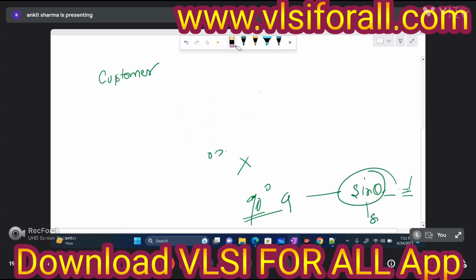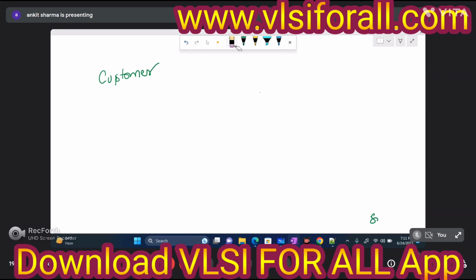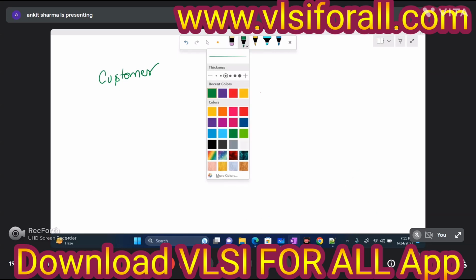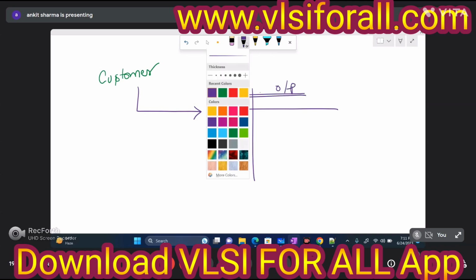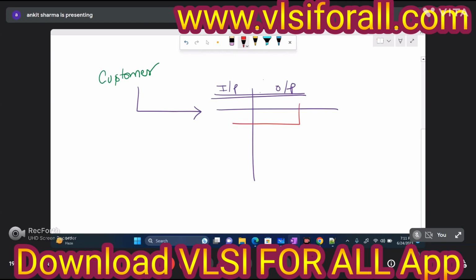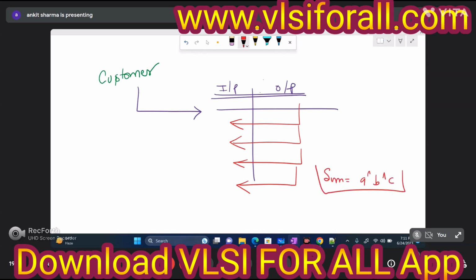Okay, so circuit could be anything. So now what will a digital design engineer do? Most probably he will make a table of inputs and outputs, and finally he will find out the relation between inputs and outputs, like that sum equals a XOR b XOR c.